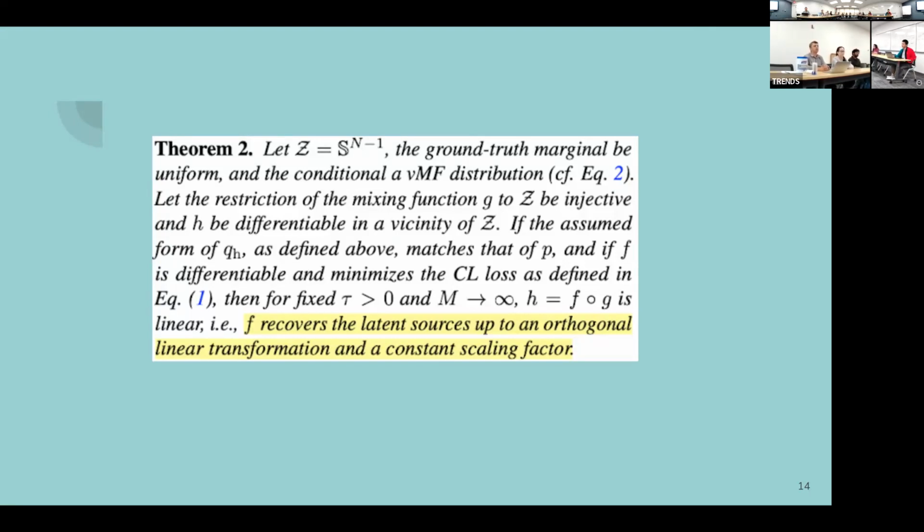So f is the reconstruction function. Putting it back into ICA language, f reconstructs the sources from the mixtures. G is the mixing function from the Z. Yes. So this theorem, I'm trying to figure out just this.